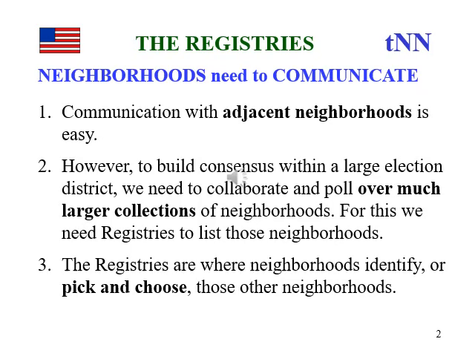Neighborhoods need to communicate. 1. Communication with adjacent neighborhoods is easy. 2. However, to build consensus within a large election district, we need to collaborate and poll over much larger collections of neighborhoods. For this, we need registries to list those neighborhoods. 3. The registries are where neighborhoods identify or pick and choose those other neighborhoods.